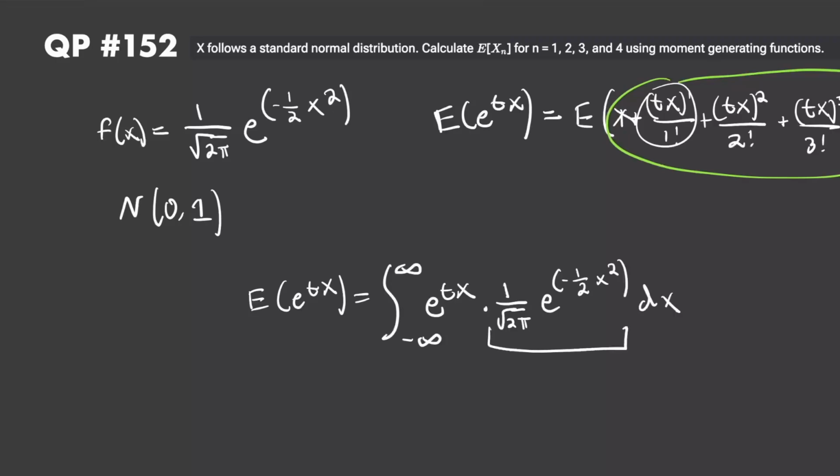I plugged in our PDF for the standard normal. This right here is just the definition of expected value. Now what we can do is, I have 2 e terms here, so I can just combine them.